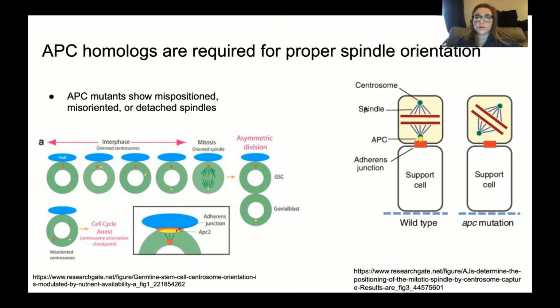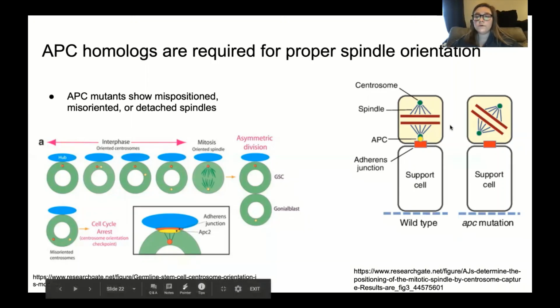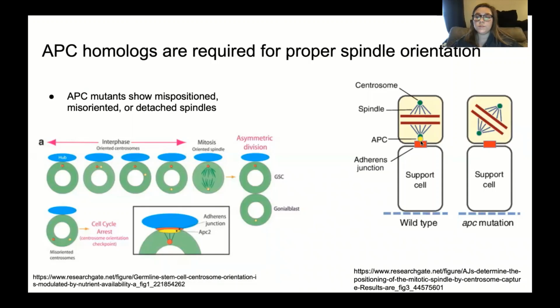Over here, again, is another diagram showing a wild type versus the APC mutant. And here, APC is present. You can see the centrosomes are aligned, the spindle is aligned. This cell will go on to asymmetrically divide, whereas over here, with the APC being absent, the spindles and centrosomes are not properly oriented with this cell here, and they will not go on to asymmetrically divide.